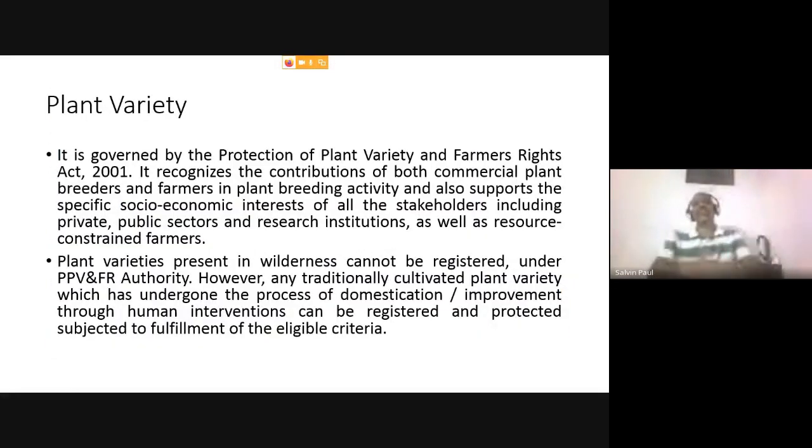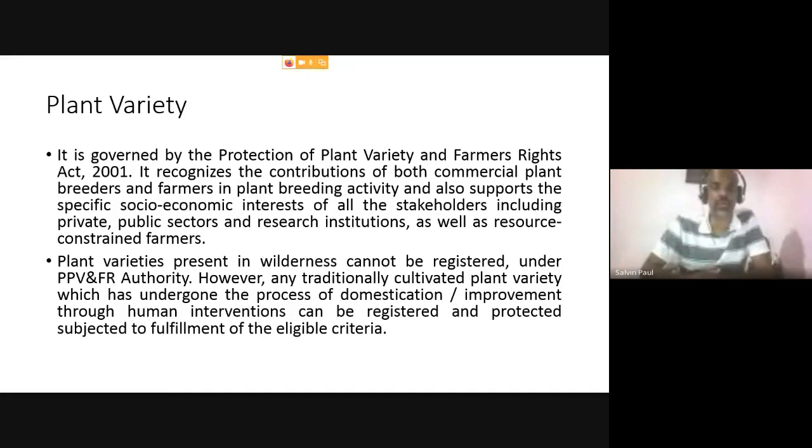Plant variety is a kind of protection that is available for advanced or hybrid seeds, for farmers, and for companies based on biotechnology. It recognizes the contributions of both commercial plant breeders and farmers in plant breeding activity, and it takes care of the interests of private, public, and research institutions, as well as resource-constrained farmers. But there are a lot of contestations.